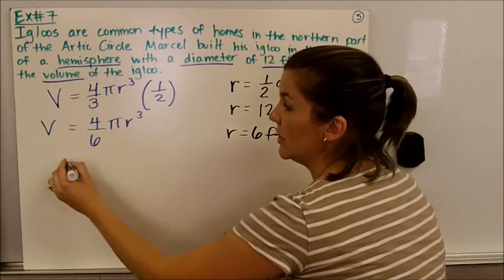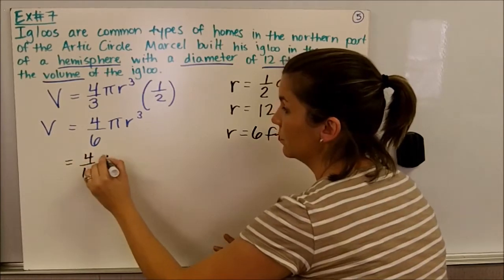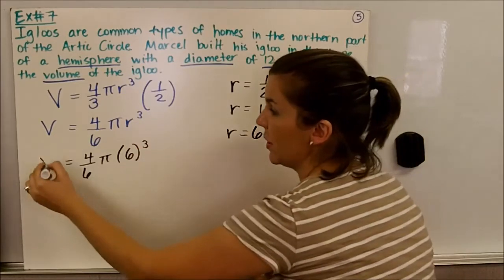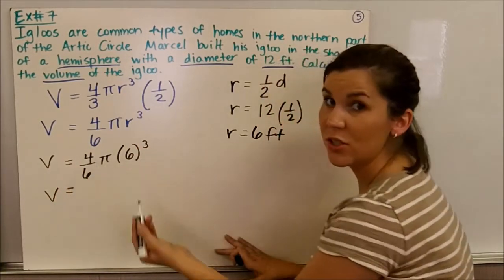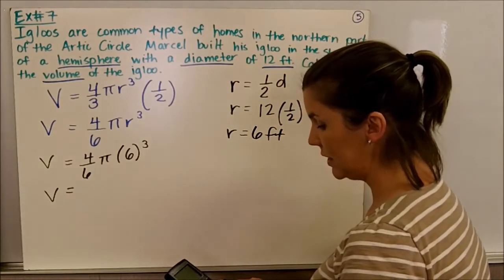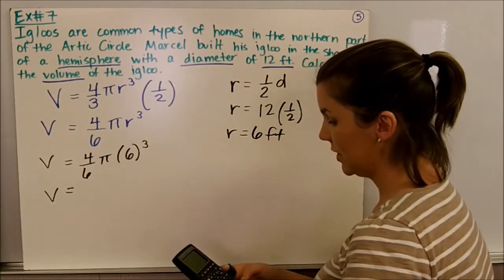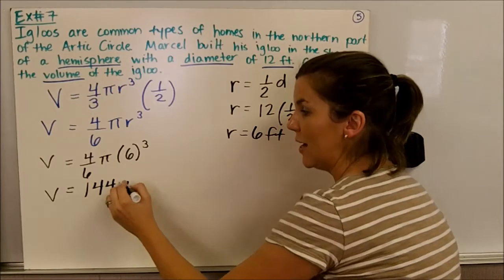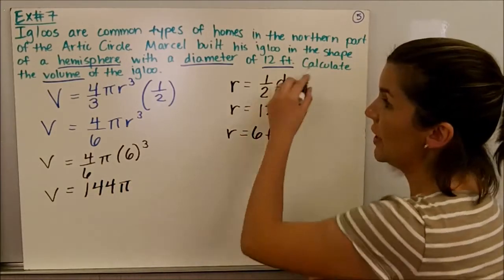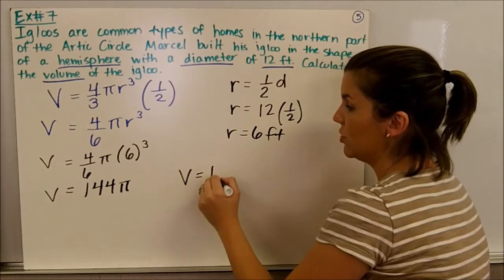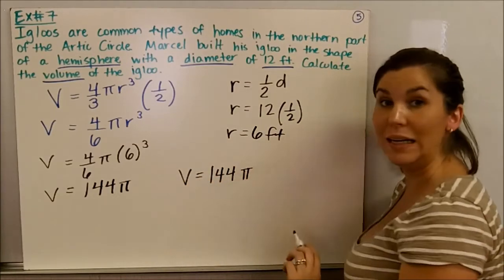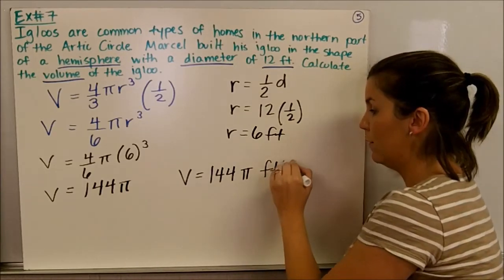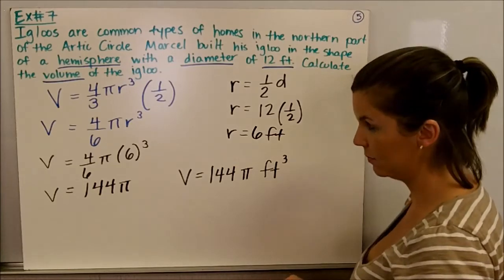We can substitute 6 into our formula. 6 in place of r. And it's to the third power because r is to the third power. And we simply just crunch these numbers. So we have 4/6 times 6 to the third power, which gives us 144 times pi. So make sure you keep pi on there. Calculate the volume of the igloo. So volume is equal to 144 pi. And again, we need to include units. And this was in feet. So we can say feet cubed or cubic feet.